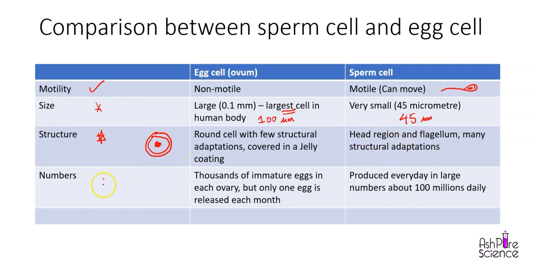So next, let's talk about the numbers. For egg cells, there are thousands of immature eggs in each ovary, but only one egg is released each month. So during the menstrual cycle, only one egg cell is released in one month. On the other hand, if we look at the sperm cells, they are produced in very large numbers on a daily basis. About 100 million sperm cells are produced in 24 hours. So these are the different comparisons that you can make between the egg cell and the sperm cell.